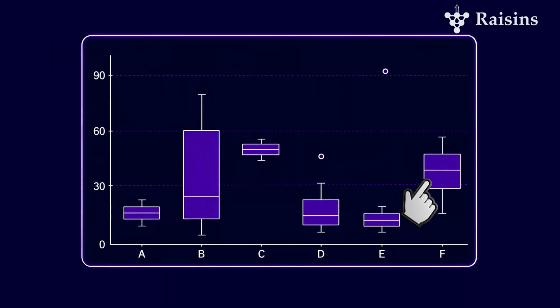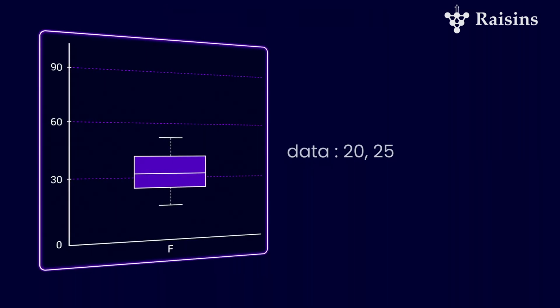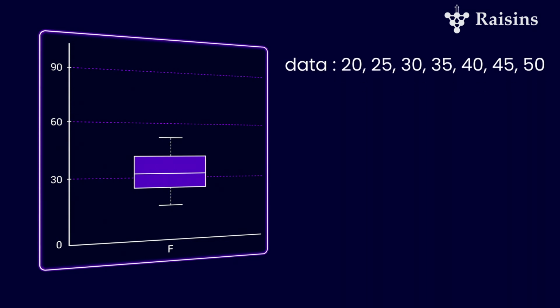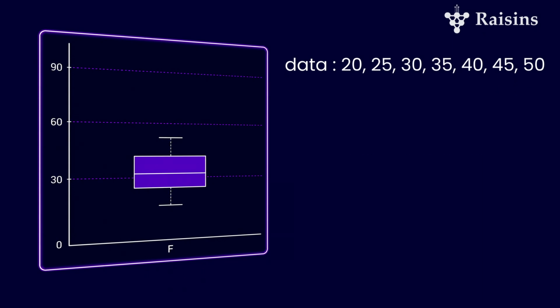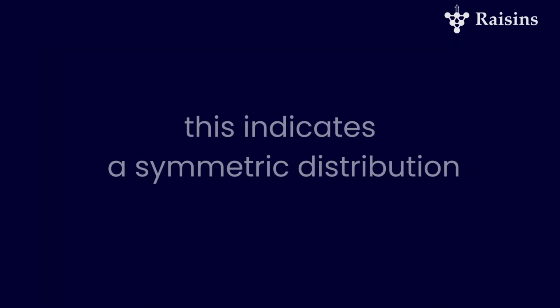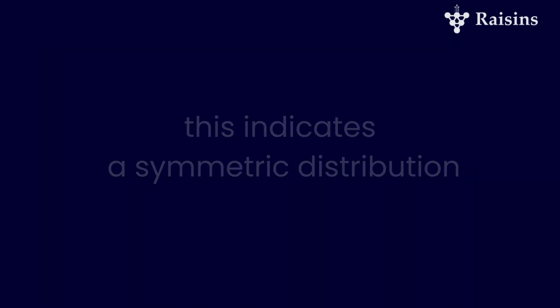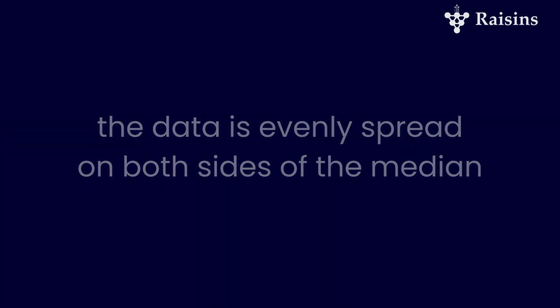Finally, consider a symmetric data set. For example, 20, 25, 30, 35, 40, 45 and 50. Here, the median lies at the center of the box and the whiskers are roughly equal in length. This indicates a symmetric distribution where the data is evenly spread on both sides of the median.